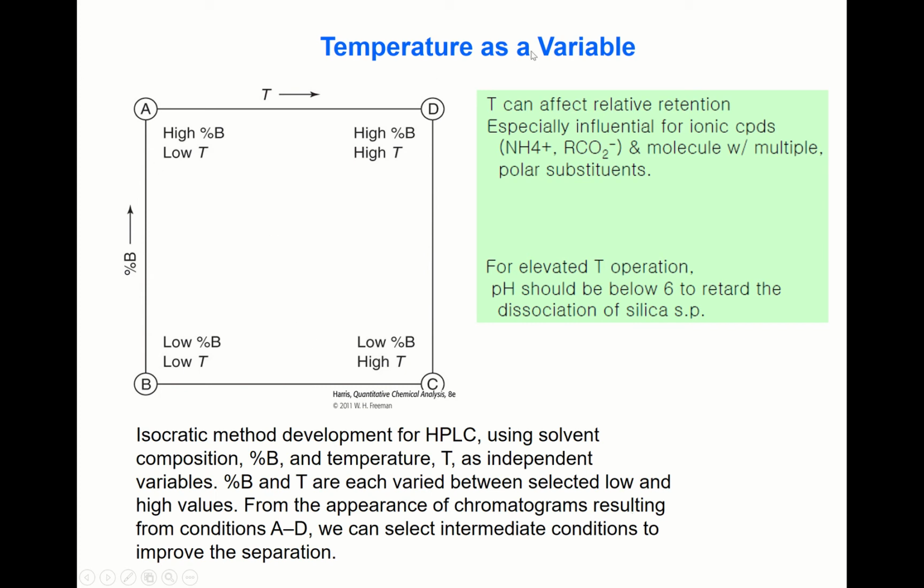But there is one thing you have to be careful about: for elevated temperature operation, pH should be below 6 to retard dissociation of the silica stationary phase. At high temperature, if the solution pH is greater than 6, then the silica stationary phase may degrade.